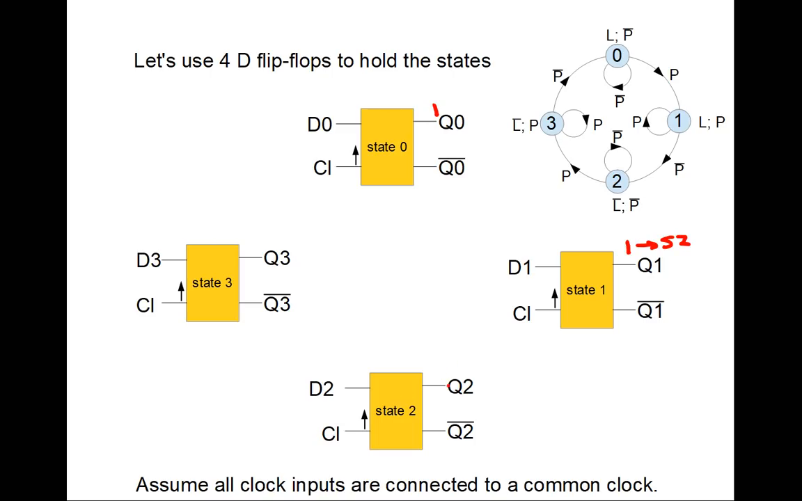I'm sorry, I got these wrong. When this one is 1, when Q1 is 1, we're in state 1. When Q2 is 1, we're in state 2. I was counting from the wrong state. When Q3 is 1, this indicates we're in state 3. We're going to assume that all clock inputs are connected to a common clock. So all these flip-flops will change at the same time.